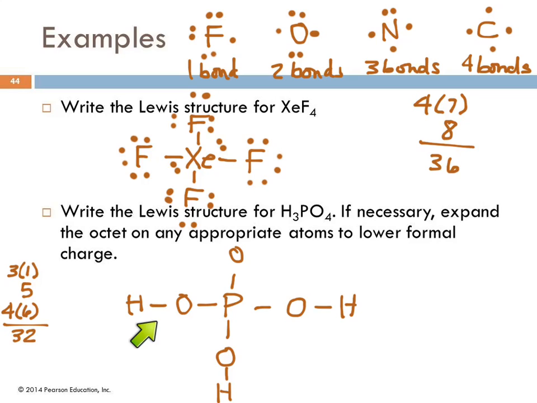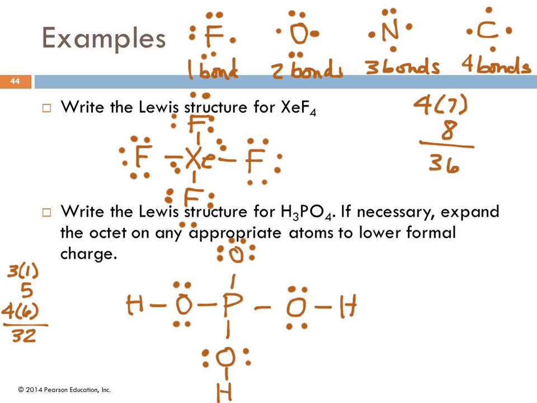Okay, so what do we have here? We've got 2, 4, 6, 8, 10, 12, 14, 16, 18, 20, 22, 24, 26, 28, 30, 32. That looks pretty good, right? Got the right number of electrons. Everybody's got an octet. In 3A, you close the book and go home.